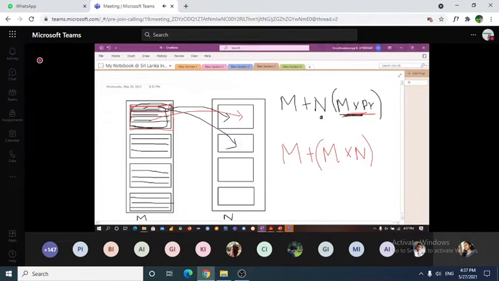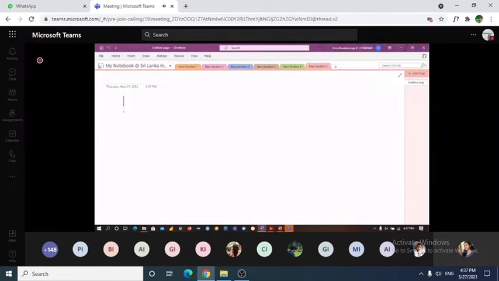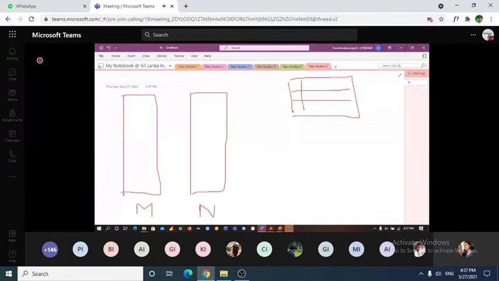Then the next one is block nested loop join. I'll show it. Say there is the same table here, M and N, and you have a buffer. This is the buffer, and say the buffer frames you have is B.